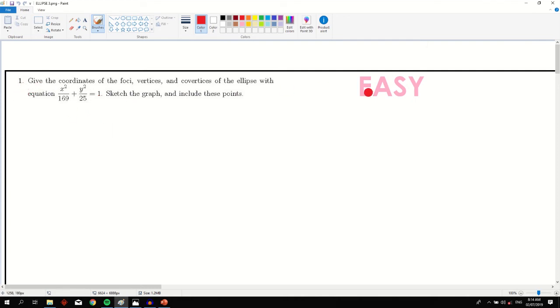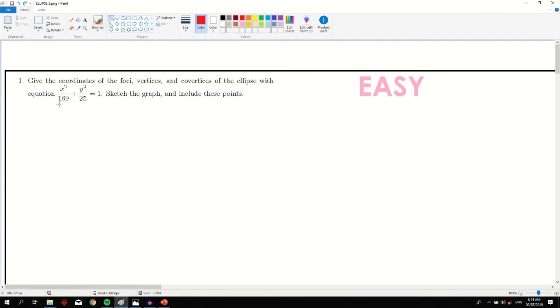So here we have an easy example. Give the coordinates of the foci, vertices, and co-vertex of the ellipse with this equation: x squared over 169 plus y squared over 25 equals 1. So we'd like to sketch that first.